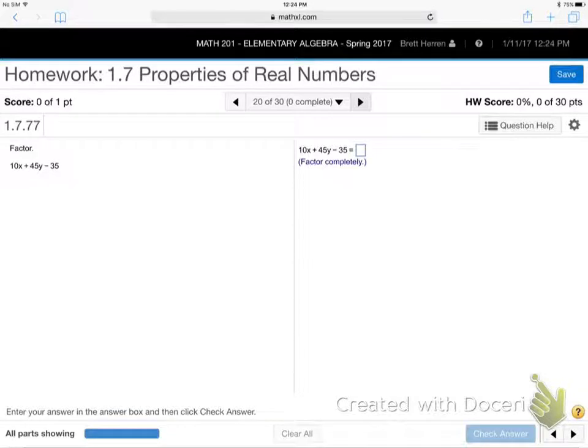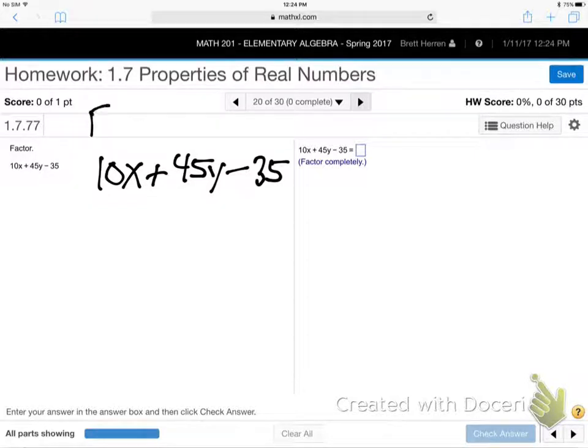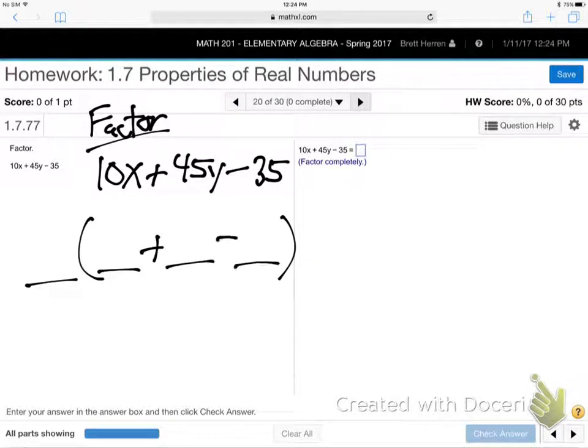Number 20. All right, so factor 10x plus 45y minus 35. They want me to factor it. So try that. It's the same thing, it's just got 3 of them instead of 2 of them. So big old parenthesis, 1 thing on the outside, 3 things on the inside with pluses and minuses between them.